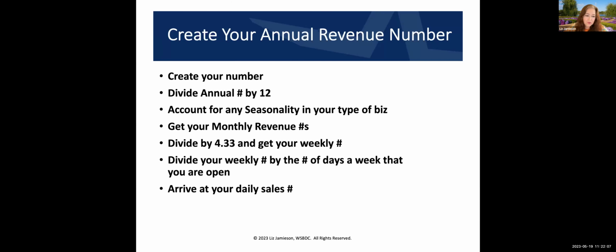and then take on this exercise. Annual revenue number, divide by 12, or account for seasonality if you need to. Get a monthly number, and then divide by 4.33 to get your weekly sales number. And then divide by the number of days a week that your business is open to get a daily sales number. That way you can track exactly where am I each day, and you can make something happen. If you don't measure your sales or you're not actively paying attention to what's going on in sales, then you know your results are random, not intentional.